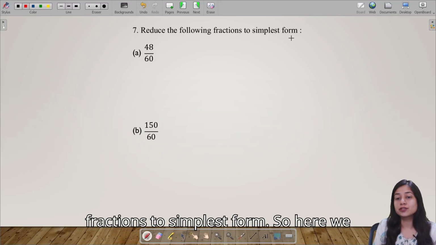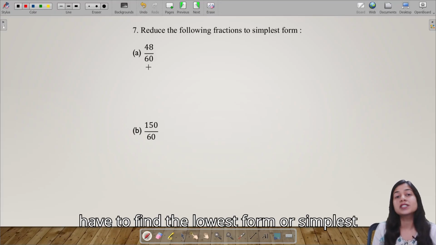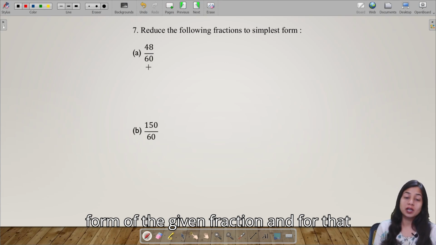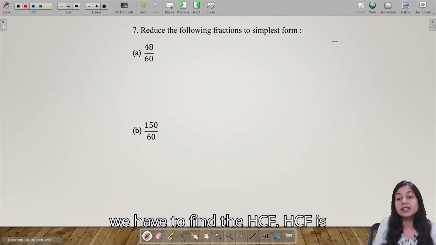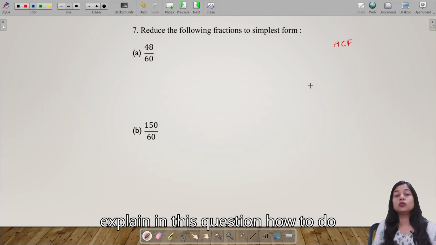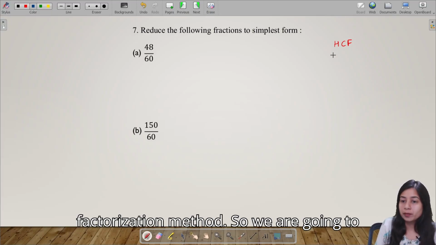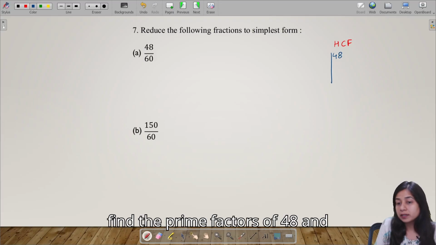Reduce the following fractions to simplest form. So here we have to find the lowest form or simplest form of the given fraction. And for that we have to find the HCF. HCF is highest common factor. So in this question I'm going to explain how to find the HCF by using the prime factorization method. So we are going to find the prime factors of 48 and 60.